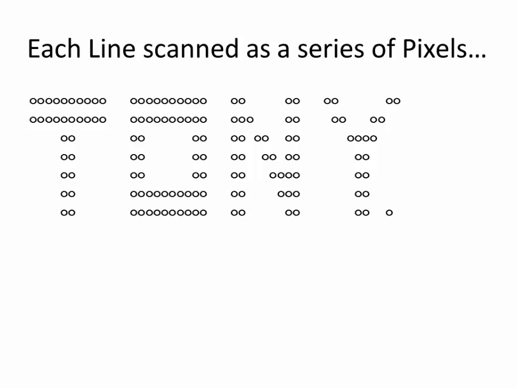So, a scanner is a little more complicated because you've got mirrors and things moving, but it does pretty much the same thing. It's just a series of samples of light of images at various points in your document as the scanner head moves across and does its thing.